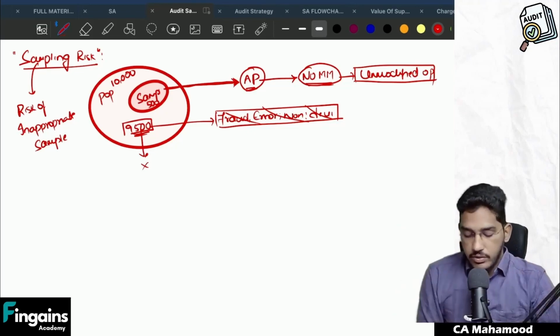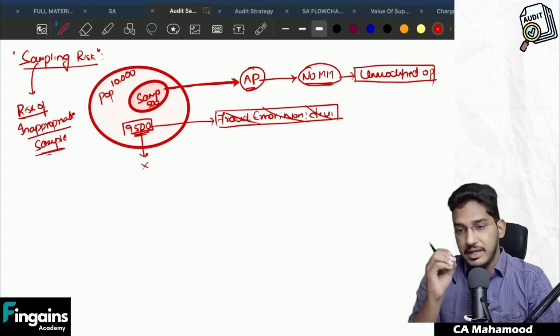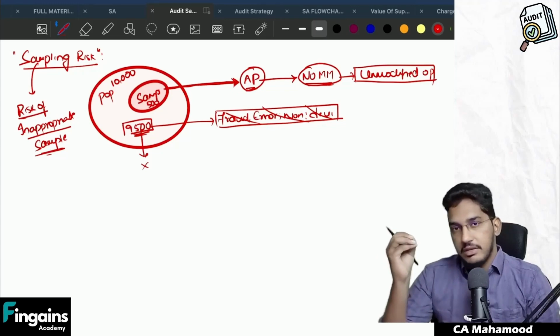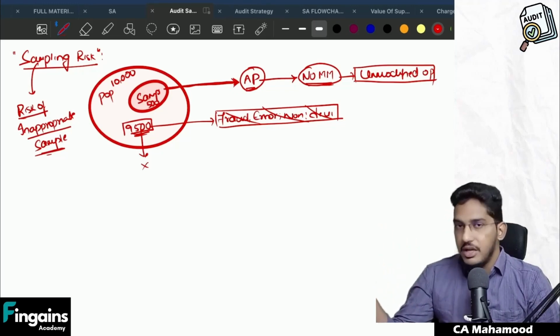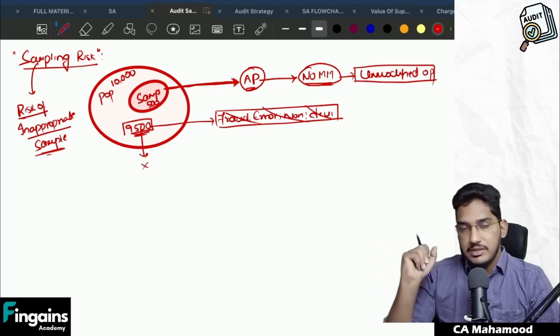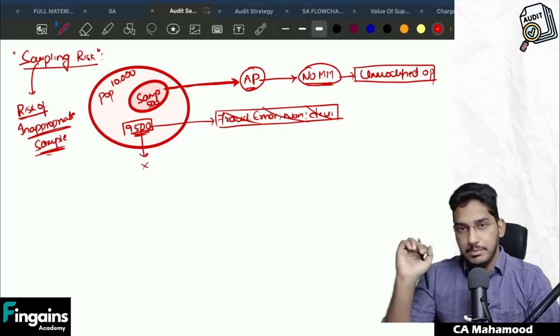So this risk we are going to call it as what? Sampling risk. In simple terms, risk of selecting an inappropriate sample. If you have selected an inappropriate sample, obviously that will lead to inappropriate conclusions which will have an impact on your auditor's opinion. So that risk we are going to call it as sampling risk. This is the simple meaning: risk of selecting an inappropriate sample.